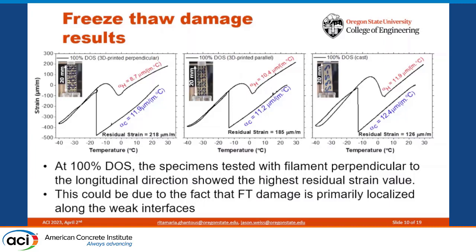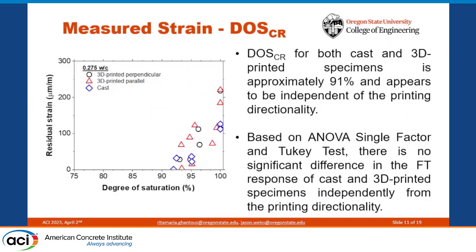So if we look at the bigger picture, which would matter most for the critical saturation model that we just talked about at the beginning of this presentation, you would see the 3D printed sample with perpendicular direction as the black circle, the red triangle are parallel direction, and cast are the blue symbols. You would see that all the points are on top of each other, and the critical degree of saturation value for all these three geometries is the same. So based on the statistical analysis, there is no significant difference in the freeze-thaw response of cast and 3D printed samples, irrespective of the printing directionality. So the critical saturation level would be the same.